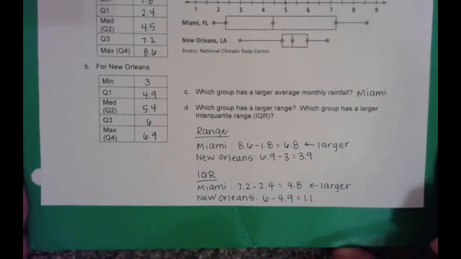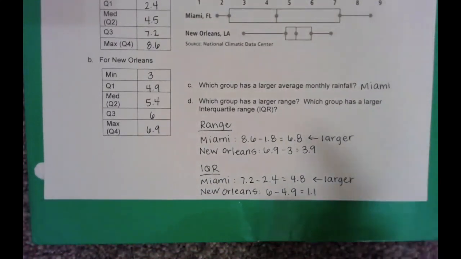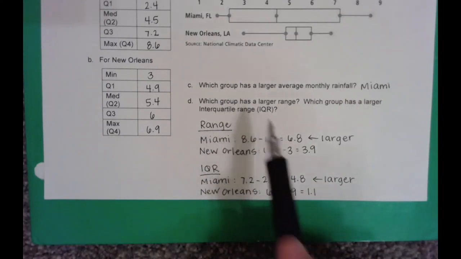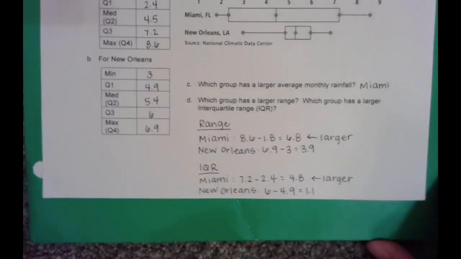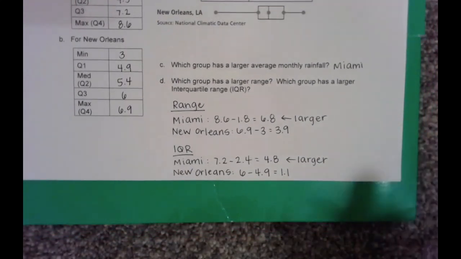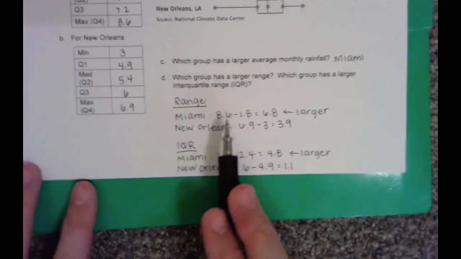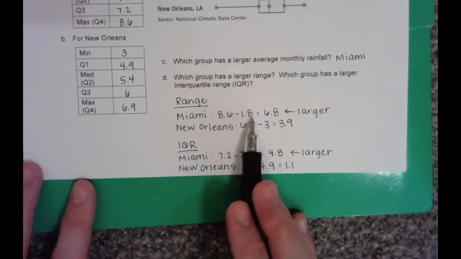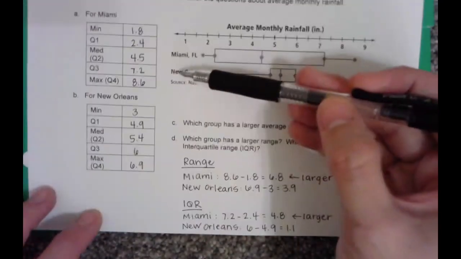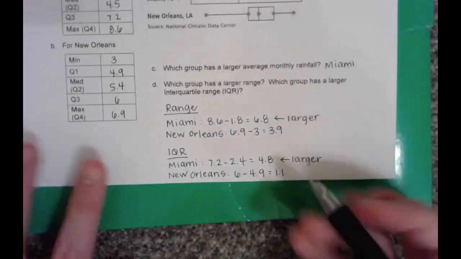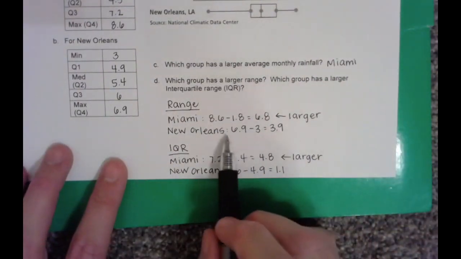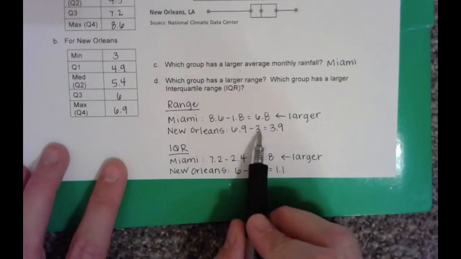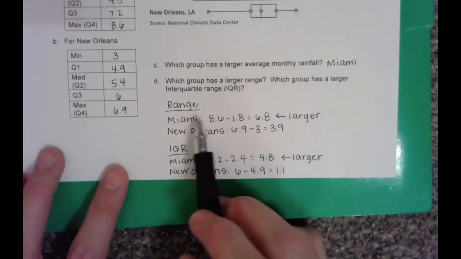To answer question D, you want to make sure that you show enough work. So D asks us which group has a larger range and which group has the larger interquartile range. And so to do the work for this question, remember that to find the range, you're just doing your maximum value minus your minimum value. So for Miami, 8.6 minus 1.8, the range for Miami is 6.8 inches, and the range for New Orleans, when I do maximum minus minimum, gives me 3.9. So comparing the range of these, Miami's range is more.